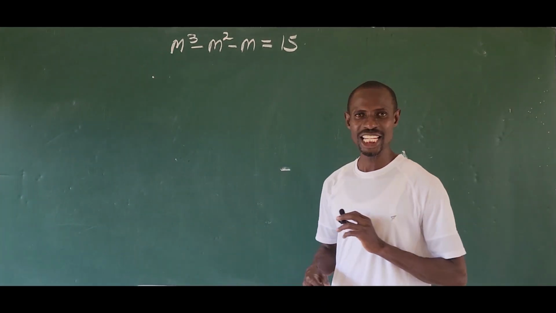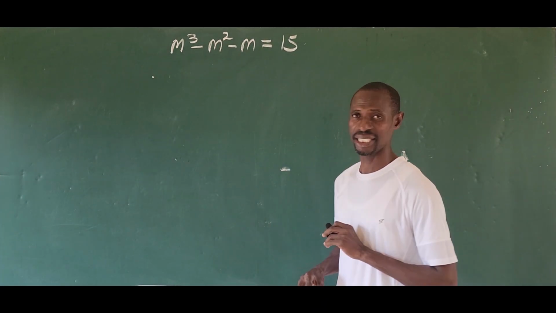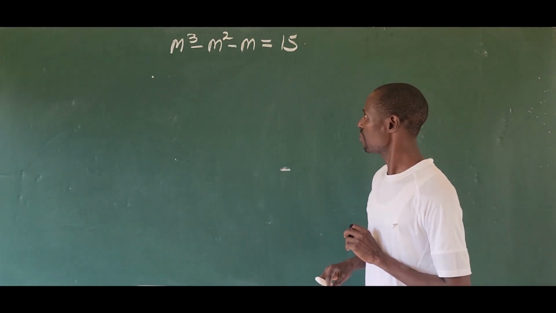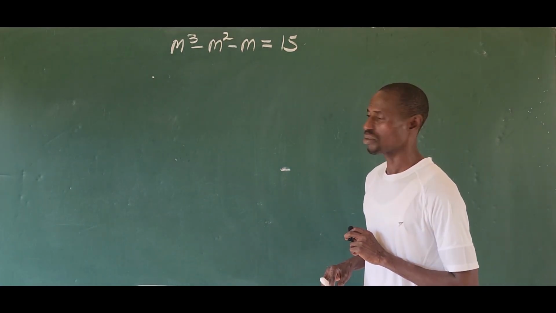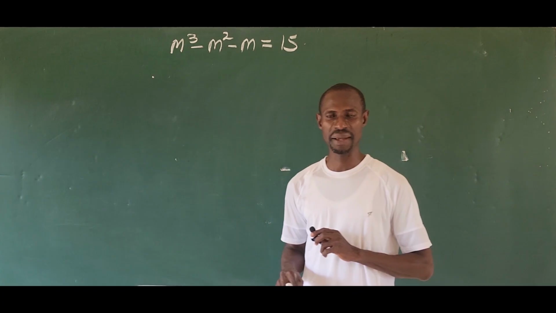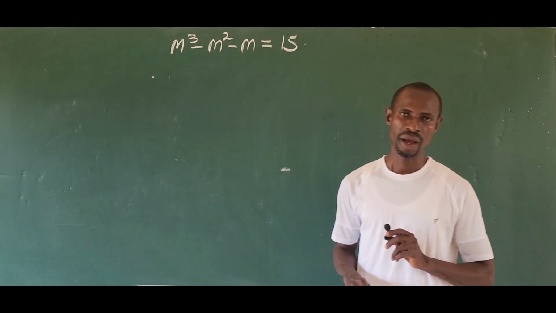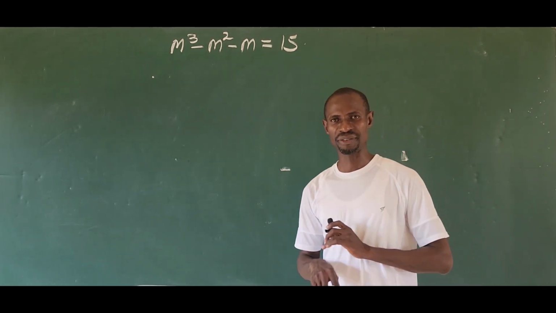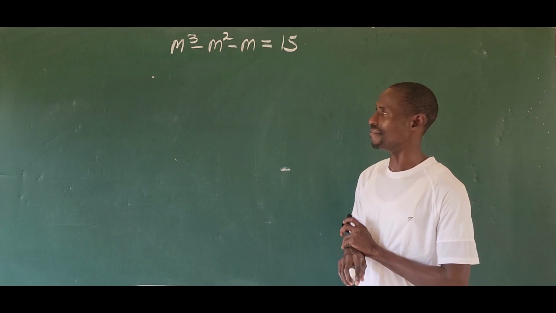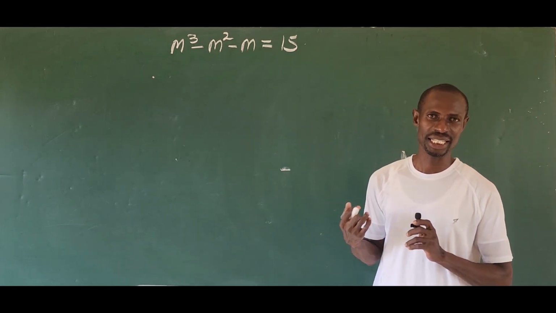We have this nice polynomial equation before us here. It's a 3rd degree polynomial equation. The question is m to the power of 3 minus m to the power of 2 minus m equals 15. What is the value of m that will satisfy this challenge here?